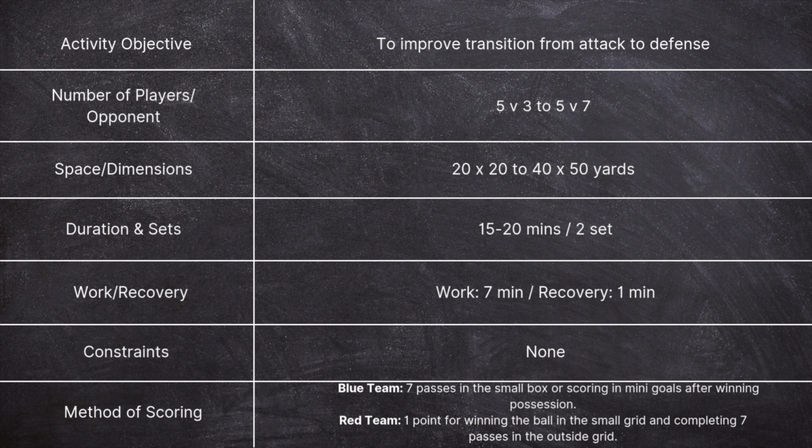Duration and sets: 15 to 20 minutes split into 2 sets. Work and recovery: 7 minutes of work followed by 1 minute recovery. Constraints: none. Method of scoring: blue team, 7 passes in the small box or score in mini goals after winning possession. Red team, 1 point for winning the ball in the small grid and completing 7 passes in the outside grid. Now that the setup is clear, let's move into Activity 1.